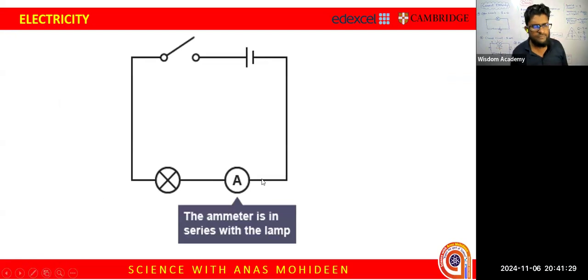So you can see here the way the ammeter is connected. Ammeter we are using to measure the current. So ammeter is connected in series. Remember, ammeter should always be connected in series. And that is an open switch. Once you close it, you can measure the current passing on.